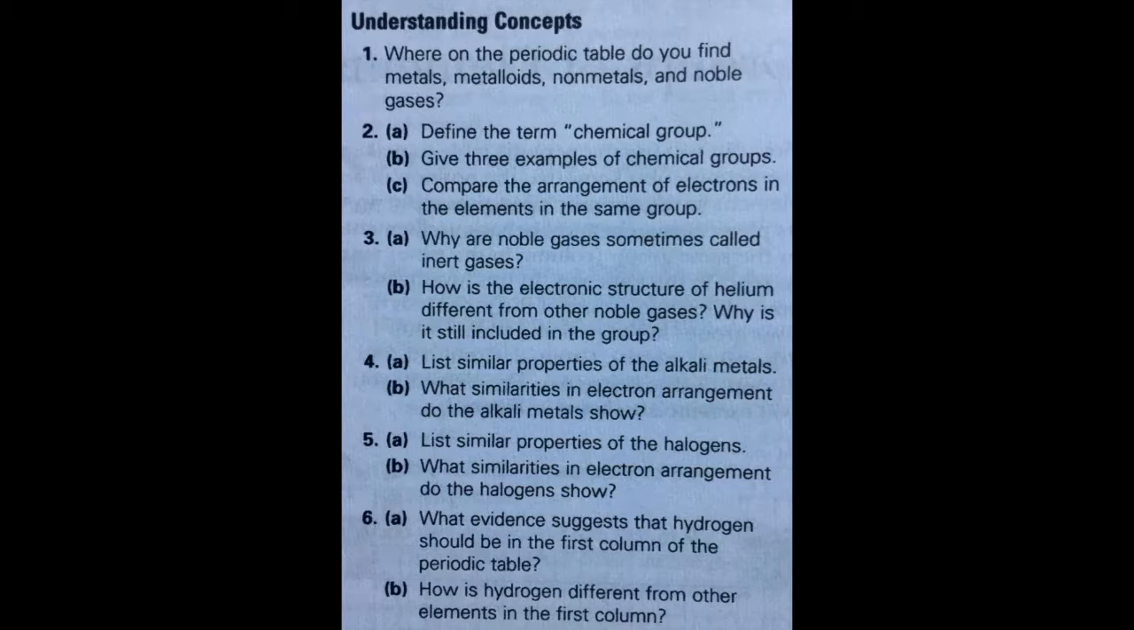List some similar properties of the alkali metals. What similarities in electron arrangement do the alkali metals show? Number 5. A. List similar properties of the halogens. What similarities in electron arrangement do the halogens show? Number 6. What evidence suggests that hydrogen should be in the first column of the periodic table? How is hydrogen different from other elements in the first column?